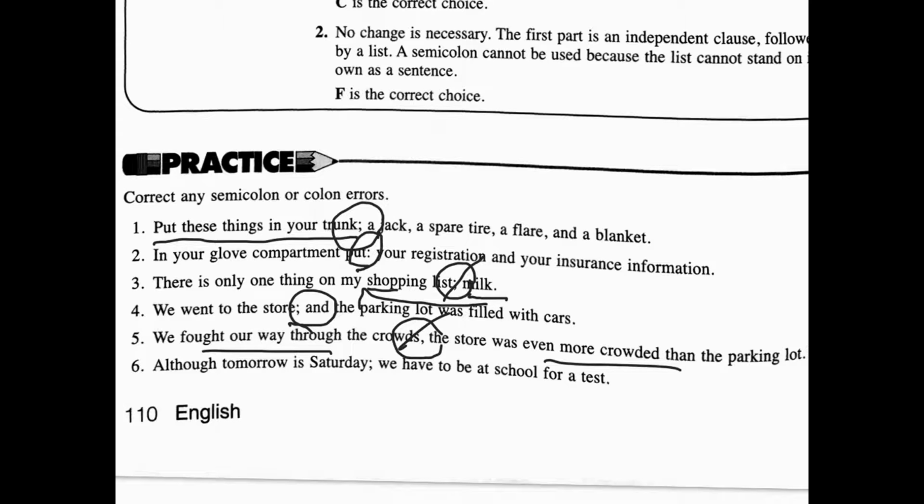Although tomorrow is Sunday, we have to be at school for a test. Although, that is a dependent clause. We have to be at school for a test is an independent clause. We don't connect dependent with independent and use a semicolon. We need a comma there.